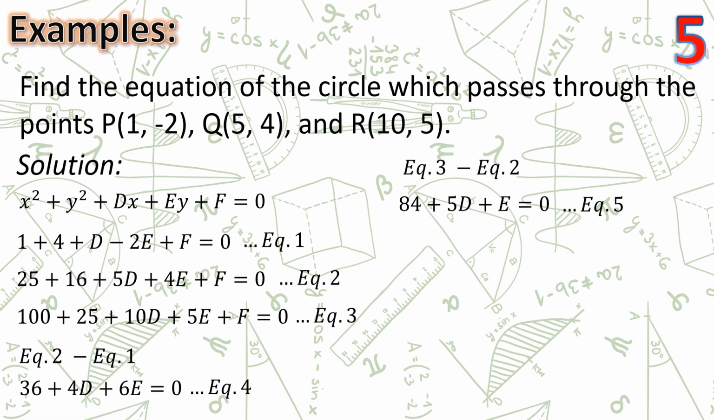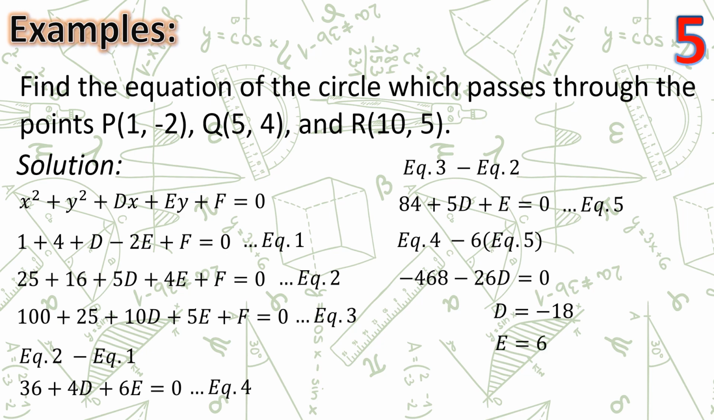To do that, let us eliminate e. We'll have equation 4 minus 6 times equation 5. Then we will have negative 468 minus 26d equals 0. Solving for d, we get d equals negative 18. Now we substitute the value of d to either equation 4 or 5 to get the value of e. Doing that, we get e equals 6.